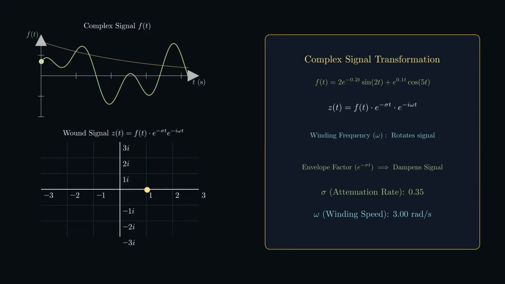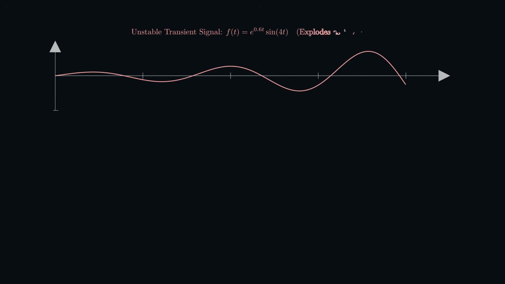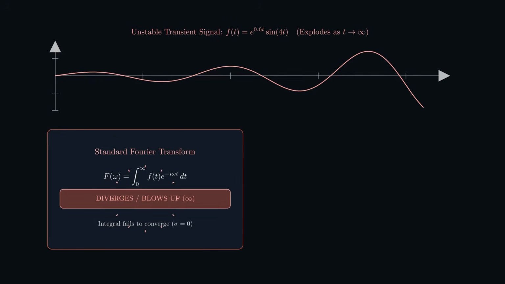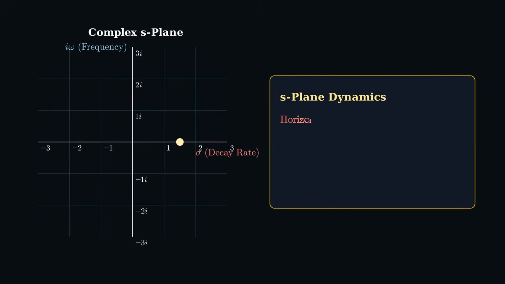When we multiply a signal f of t by e raised to minus st, we aren't just winding it around the origin, we are simultaneously dampening or magnifying it. This dampening handles transient signals, like sudden surges or impacts, that would otherwise blow up in standard Fourier analysis. So, after winding our signal and taking the integral over time, what do we actually get? We get a map of resonance across the complex S-plane.